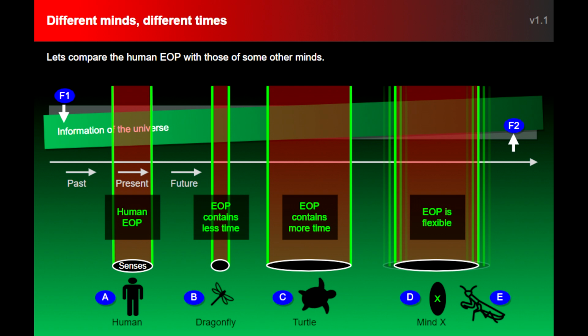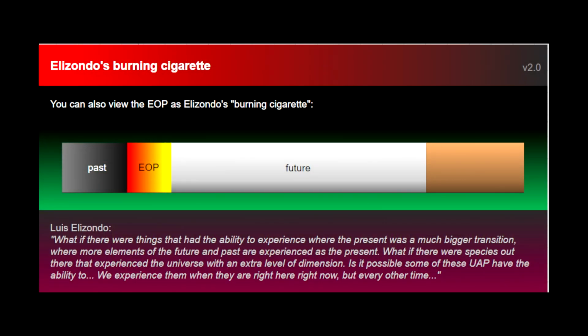To humans, this change appears spread out over time. We could study the motion of the individual atoms involved, etc. But this is just an analogy. The universe is not a plank, it's non-local information. You can also view the EOP as Elizondo's burning cigarette.